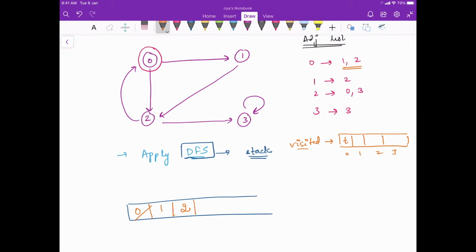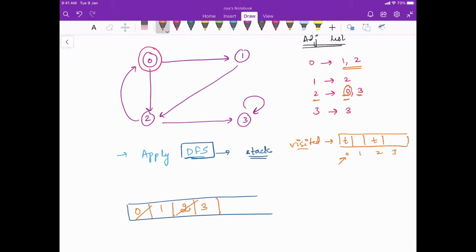Now I remove an element from the stack, that is 2, mark it as visited, and I add its neighbors. Now for 2, its neighbors are 0 and 3, correct? So now what you will see is, when you add 3, that is perfectly fine, right? But when you add 0, what you are going to see here is that it has already been visited.